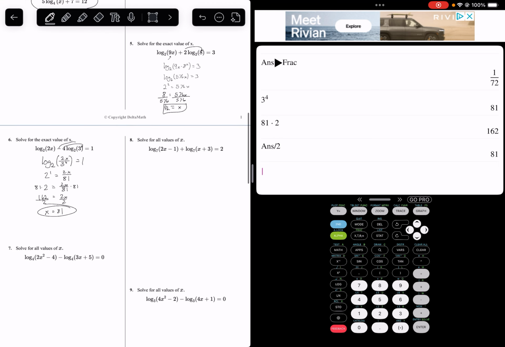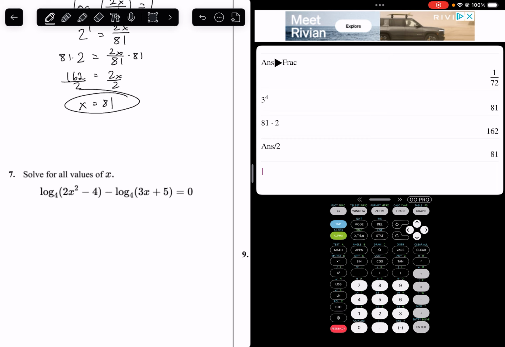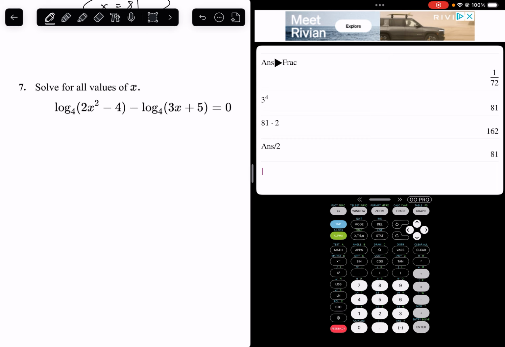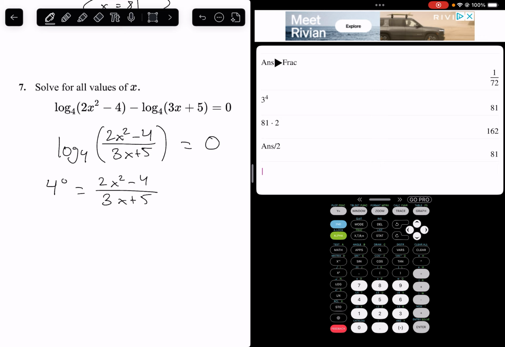All right. Okay, let's go ahead and try this one. So we want to rewrite this so that we have a single logarithm. So we end up with log base 4 of (2x squared minus 4) all over (3x plus 5) equals 0. So now we've got a single log. We can go ahead and write it as an exponential.